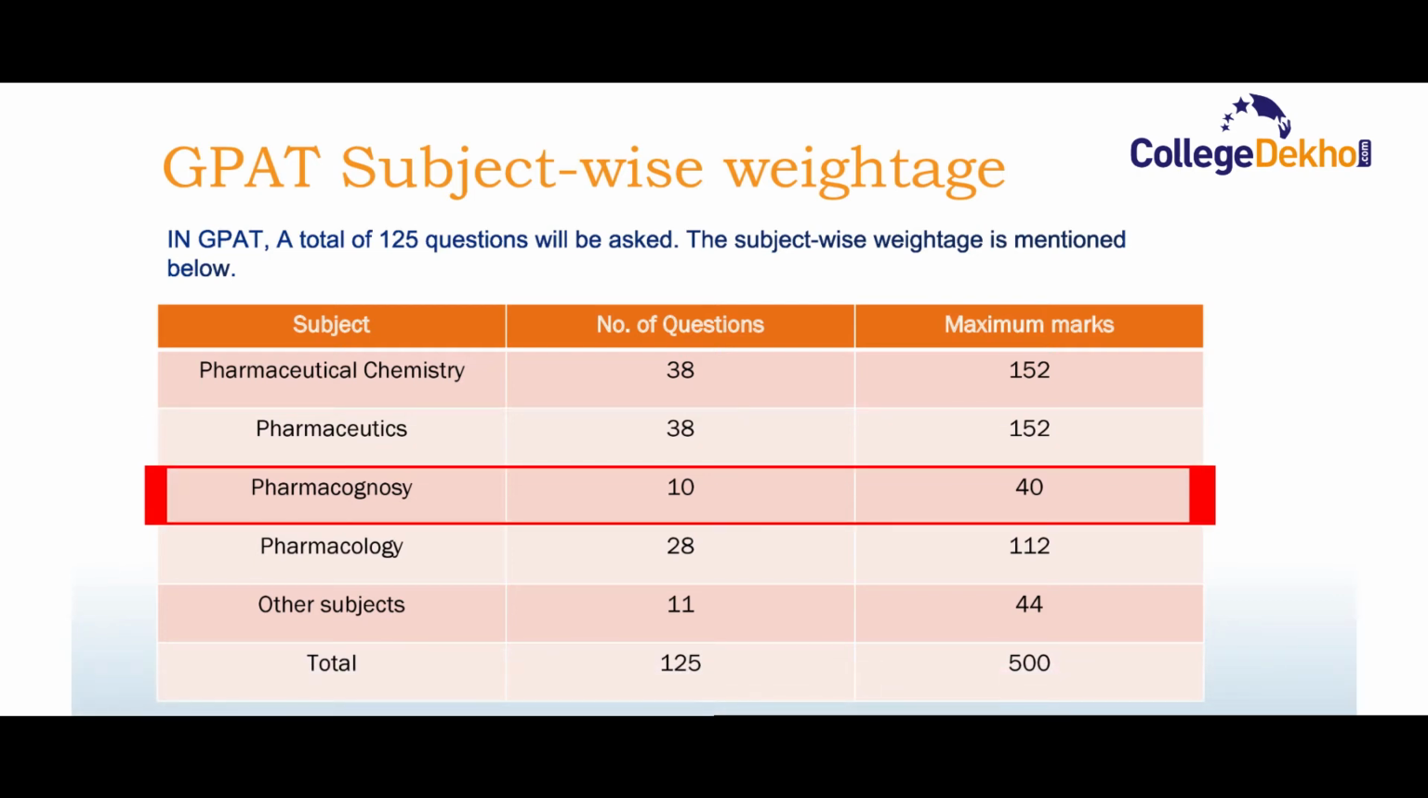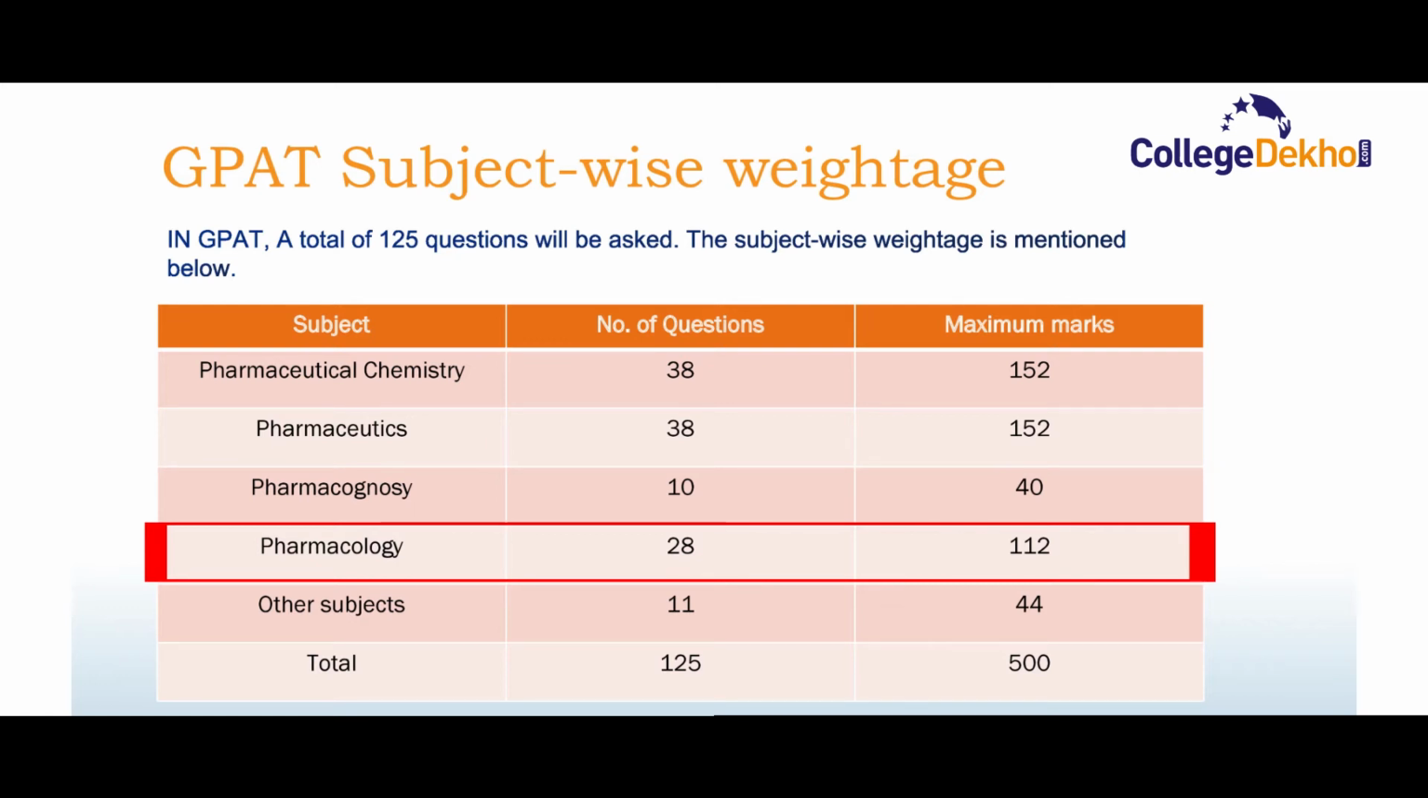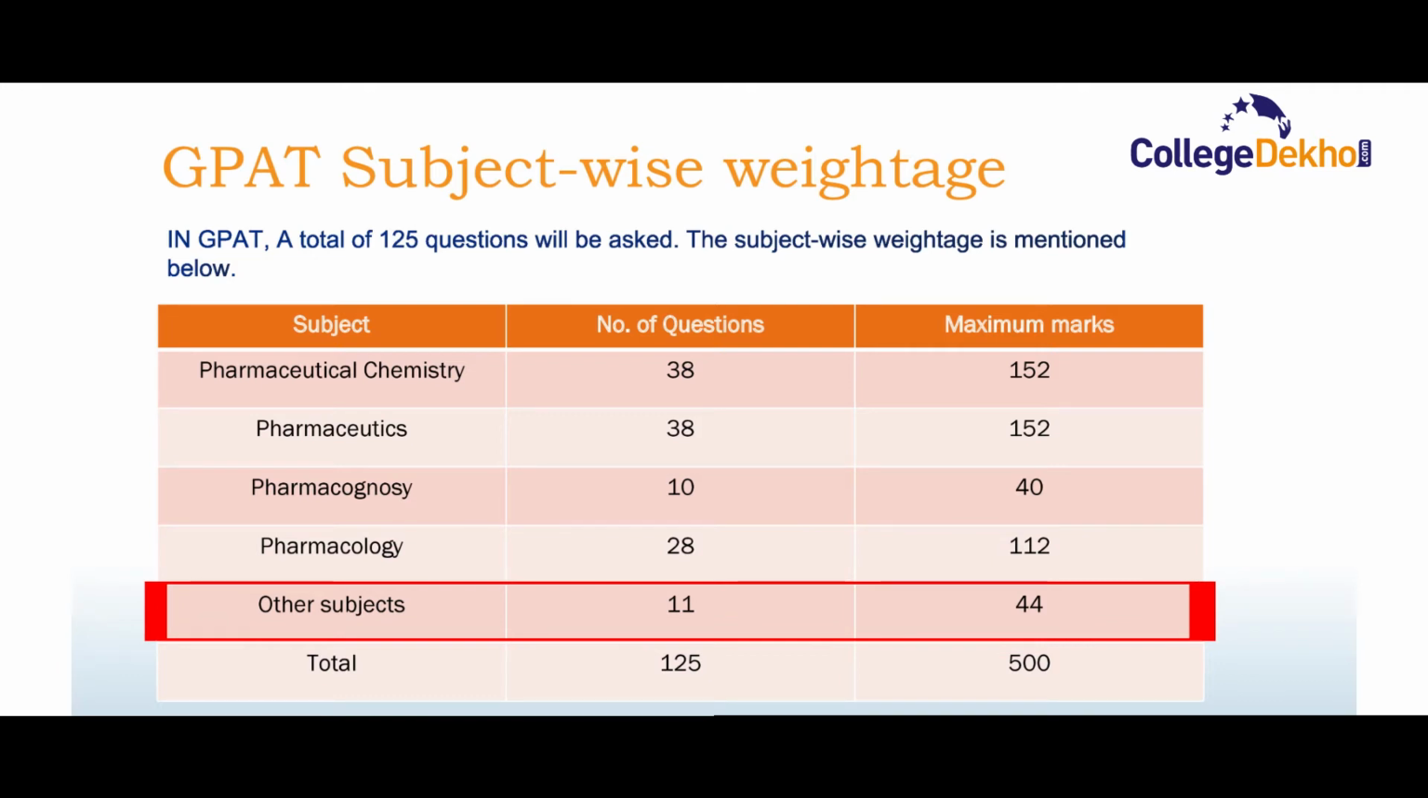And for pharmacology, 10 questions will be asked weighing 40 marks. For pharmacology, 28 questions will be asked weighing 112 marks. And for other subjects, 11 questions will be asked weighing a total of 44 marks.